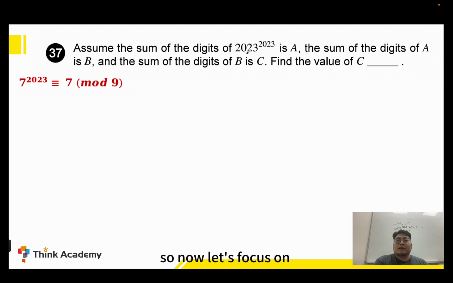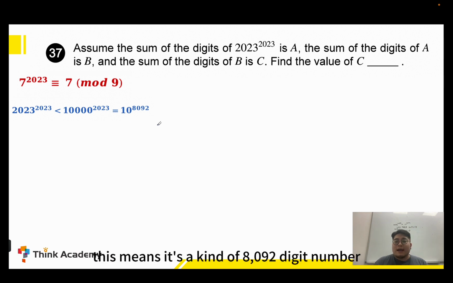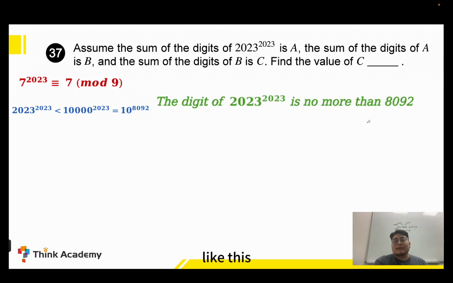Now let's try to find out whether this guess is correct or not. Let's focus on 2023^2023. This one must be smaller than 10,000^2023. Obviously it's smaller than this one, so I can transfer it to 10^8092. This means it is at most an 8,092-digit number, so the number of digits of 2023^2023 is no more than 8,092.